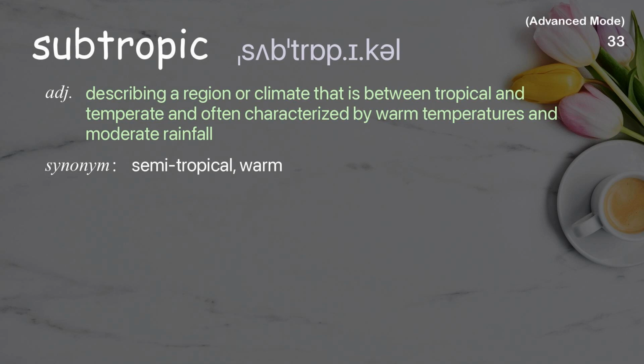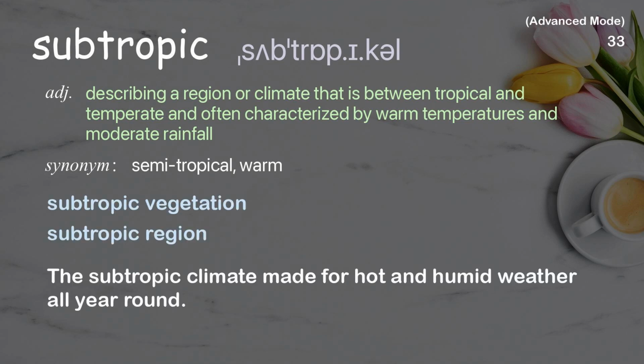Subtropic. Describing a region or climate that is between tropical and temperate and often characterized by warm temperatures and moderate rainfall. Examples: Subtropic vegetation. Subtropic region. The subtropic climate made for hot and humid weather all year round.